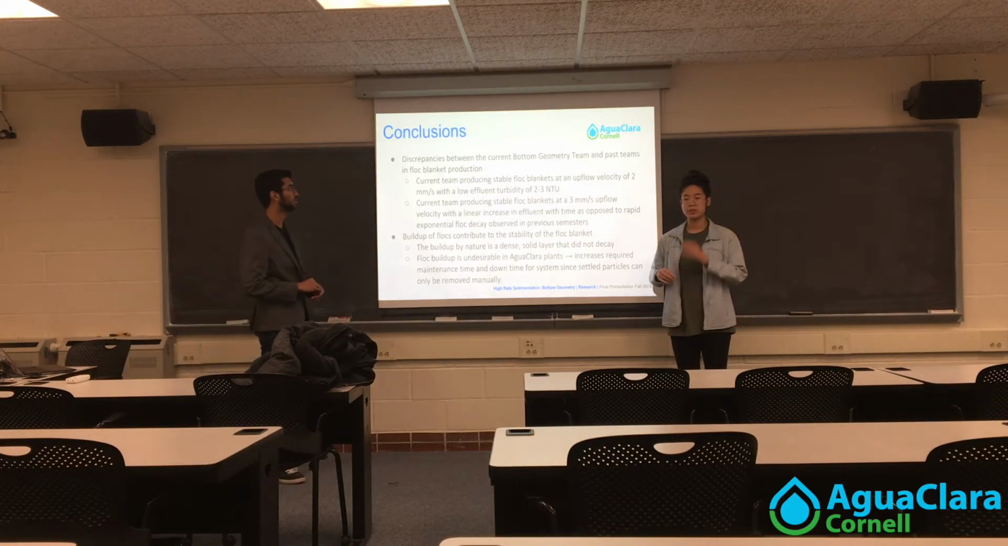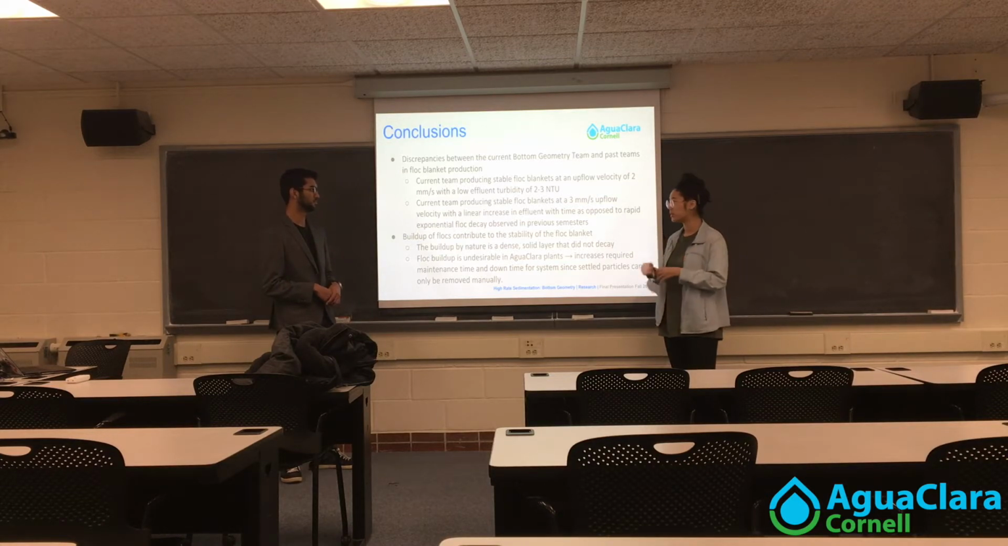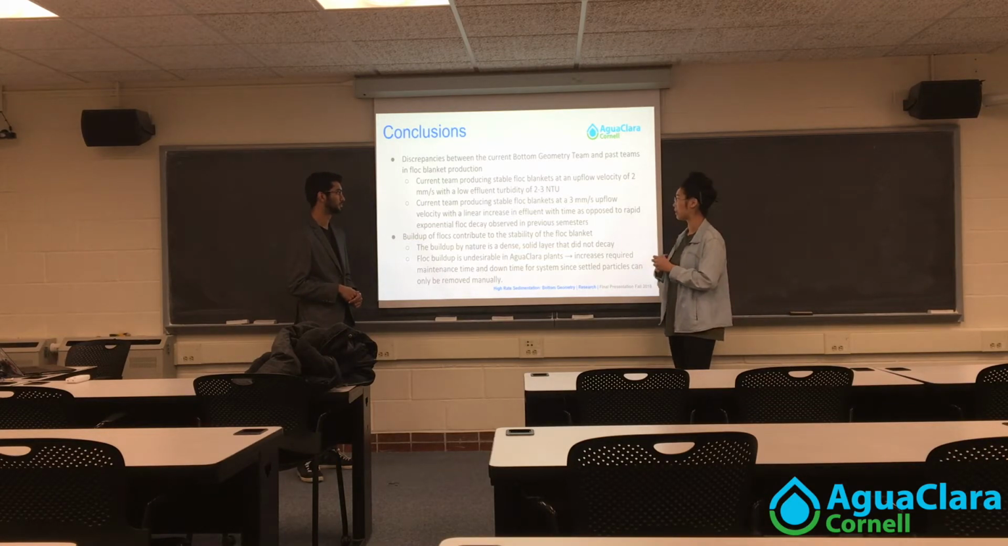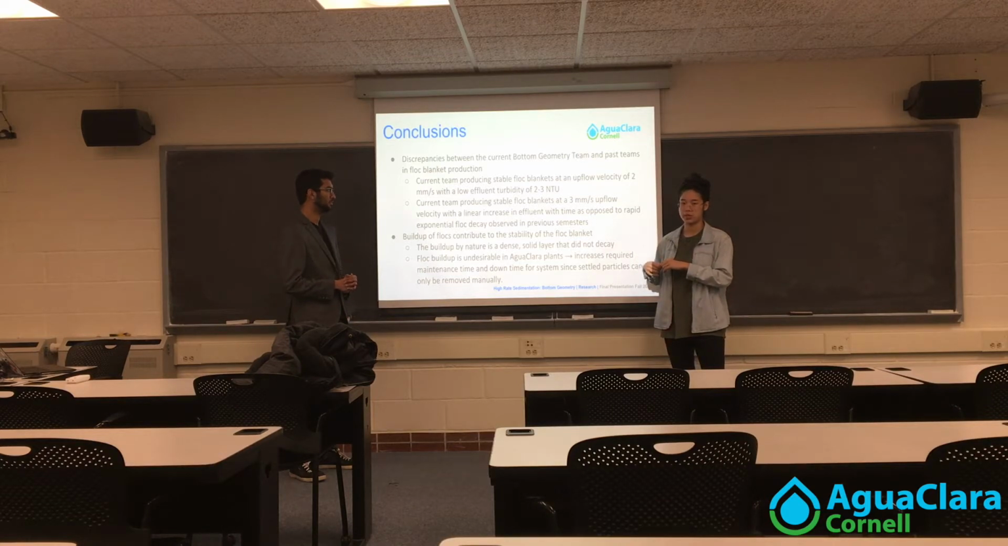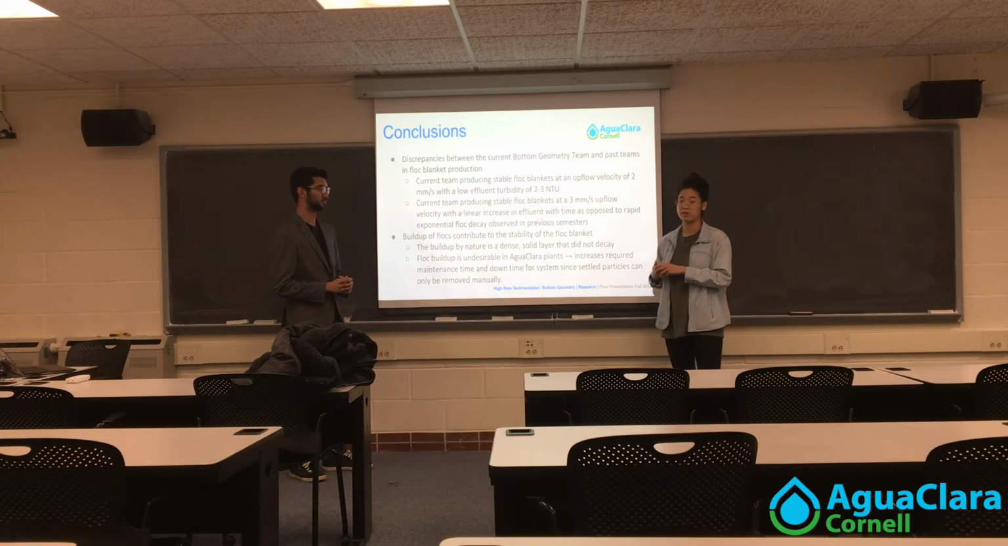Overall, we found two main discrepancies with our experiments this semester and the summer's experiments. One of the discrepancies was that we're able to produce stable flock blankets at an upflow velocity of 2 millimeters per second with a low effluent turbidity of 2 to 4 NTU. And we were also able to produce stable flock blankets at a 3 millimeter per second upflow velocity. The difference was that we found a linear increase in effluent turbidity as opposed to an exponential increase in effluent turbidity. And we also found that the buildup of flocks contributes to the stability of the flock blanket.